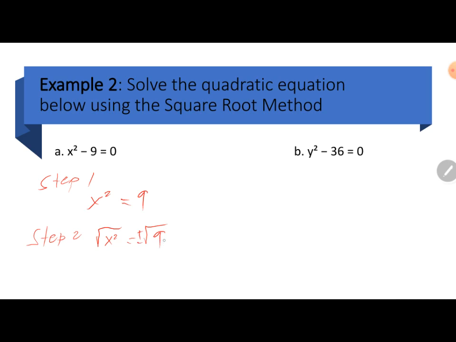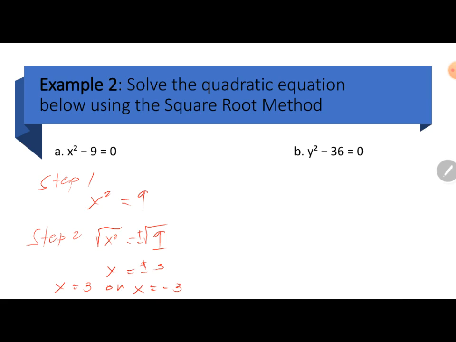In writing this one, now we're going to look for a number that multiplied by itself equals 9. That would be our value for the square root of 9. So we have x equals 9. What is the square root of 9? Yes, it is positive or negative 3. So we have x equals 3 or x equals negative 3. And that would be our answer.